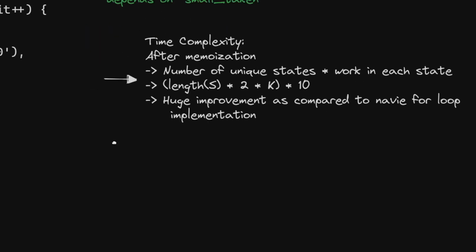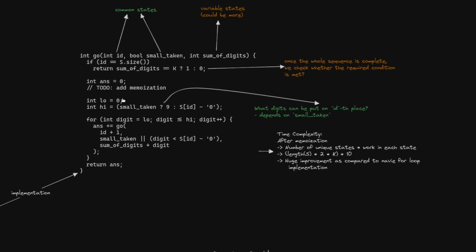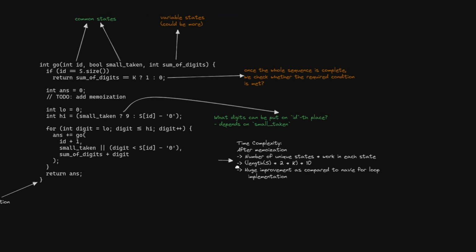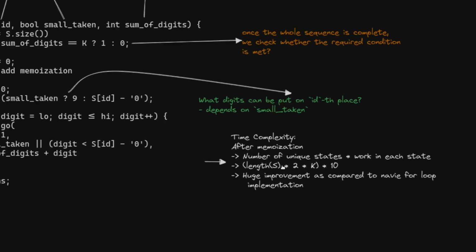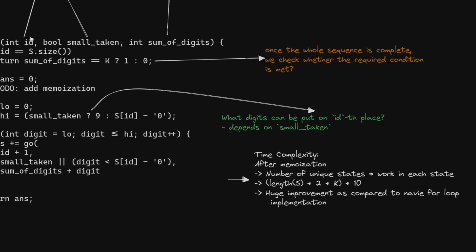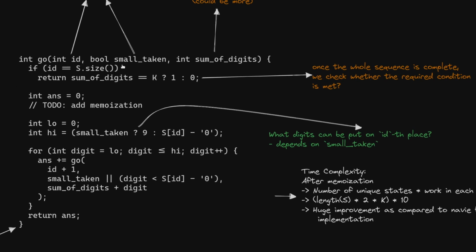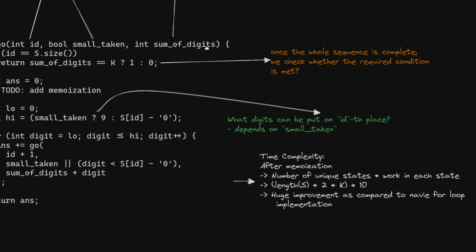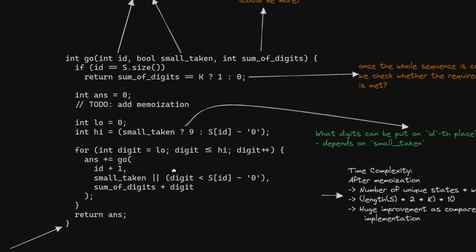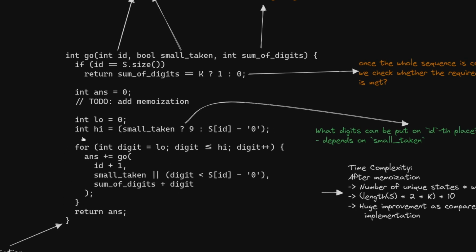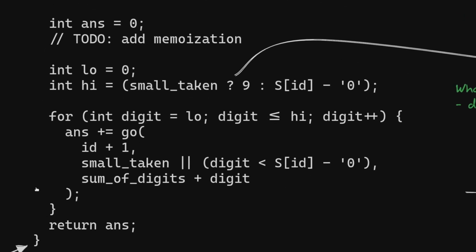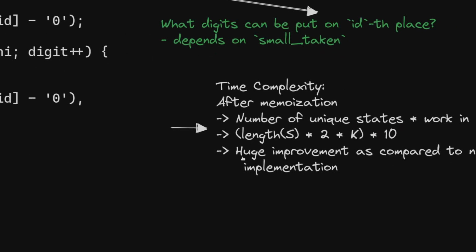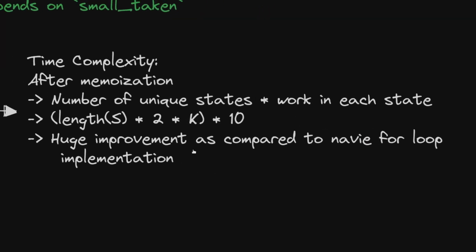But in our dynamic programming approach, if you add memoization here, the time complexity will be reduced to the number of unique states, which is the values id can take, up to length of s. Then small taken is a boolean, so it is a 0 1 field, and sum of digits is k, which is given in the problem statement. And in each state, we are going to try at most 10 digits, so that factor will be multiplied here.